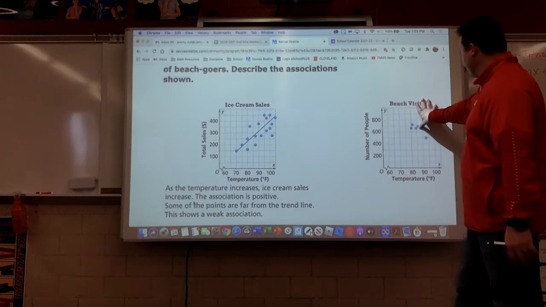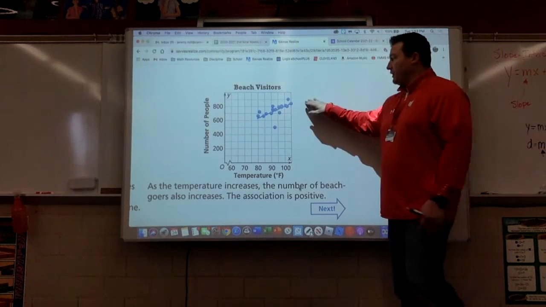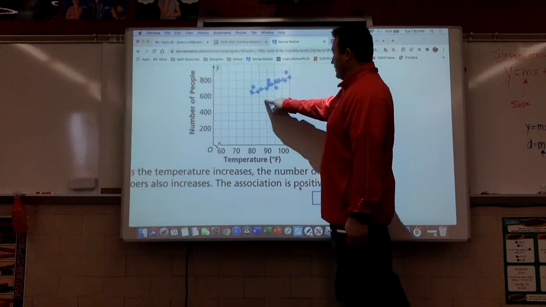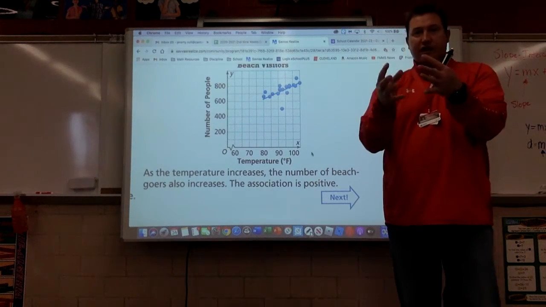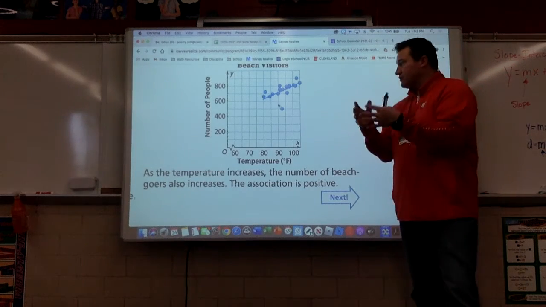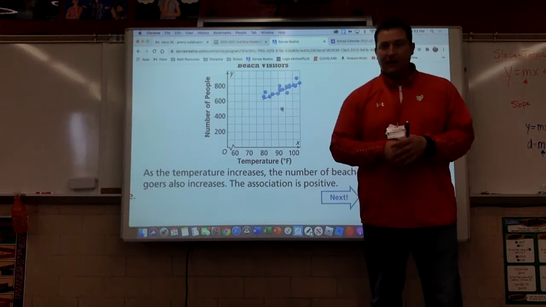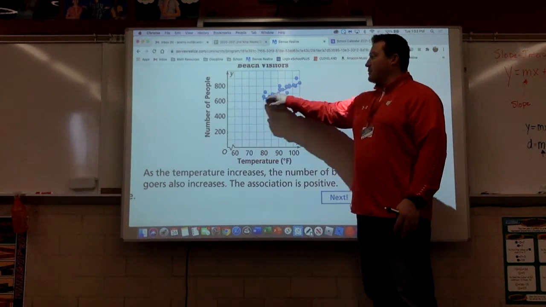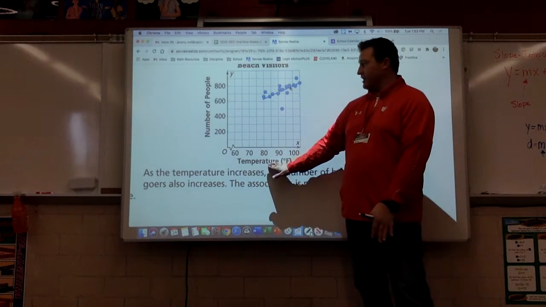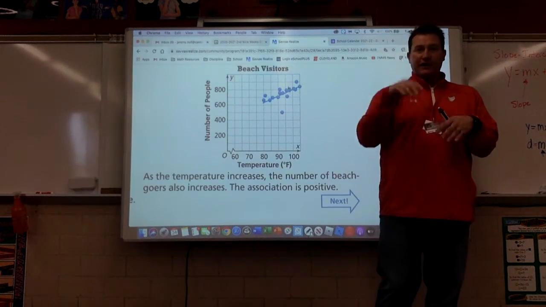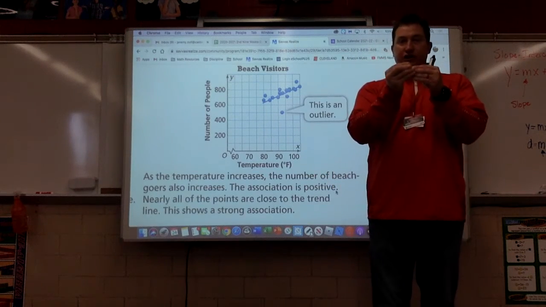Let's look at our other graph over here. Okay, beach visitors. So you guys look at your trend line here. Again, wow, there's tons of dots really close to that trend line. Real close, except this one. What do we call this one? That's right. Somebody said outlier. Nice job. So the opposite happens on this one, guys. Still positive association. So as the x values, in this case the temperature, increase, the number of people are increasing. The only difference is all these dots are crammed a lot closer to our line.